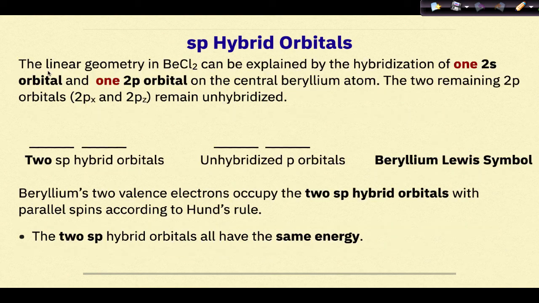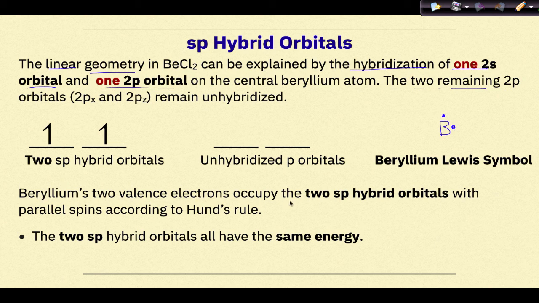In the ground state electron configuration for a beryllium atom, there are no unpaired electrons available to bond with the 2 chlorine atoms. The linear geometry in BeCl2 can be explained by the hybridization of one 2s orbital and one 2p orbital on the central beryllium atom. The 2 remaining 2p orbitals, 2px and 2pz, remain unhybridized. So the mixing of the one 2s and the one 2p orbitals gives us the 2 sp hybrid orbitals, one, two, and then we have unhybridized p orbitals left open. So the beryllium Lewis symbol could now look something like this. So one dot at the top, one dot at the side.